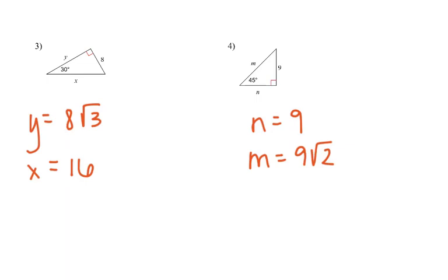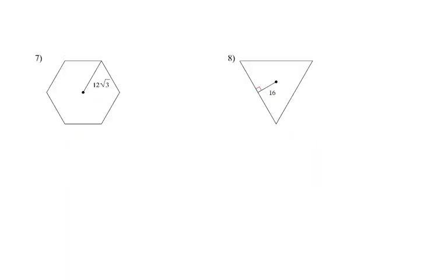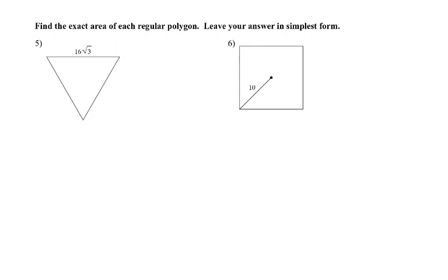Okay, so let's go ahead and take a look at some area examples. So our instructions say find the exact area of each regular polygon. Leave your answer in simplest form. So that means no rounding today. So everything is going to be simplest radical form.